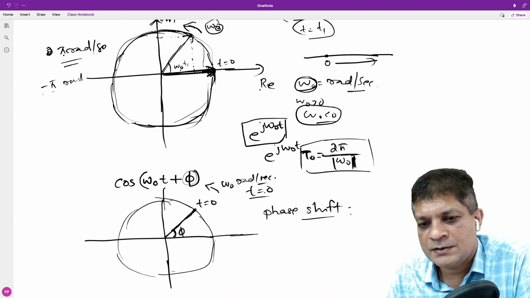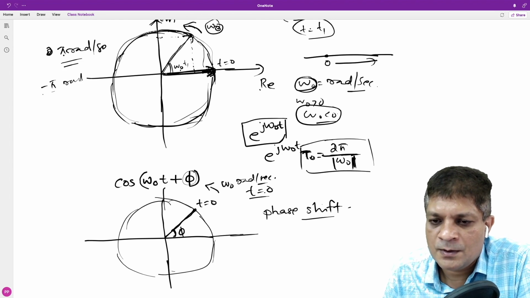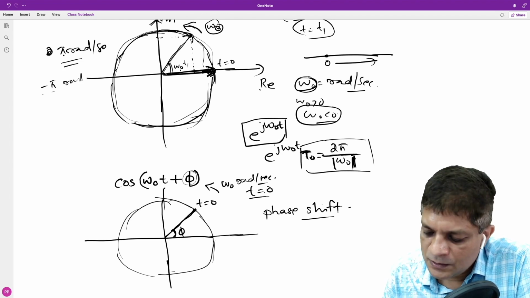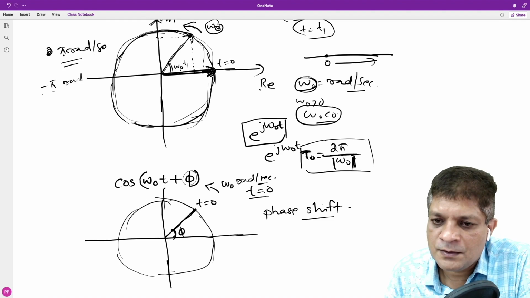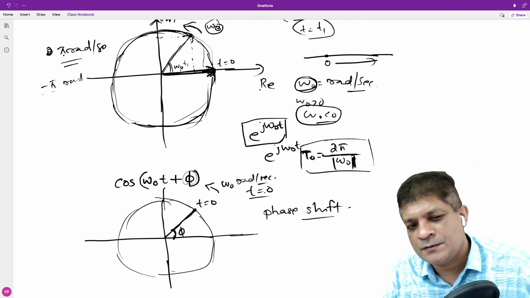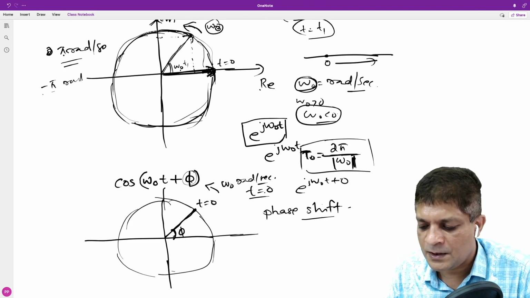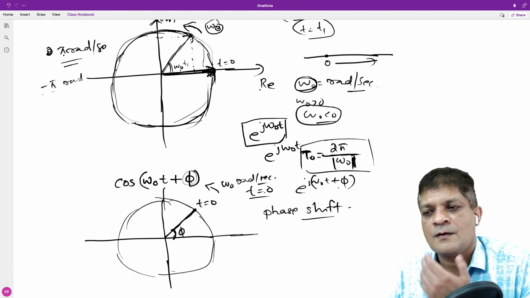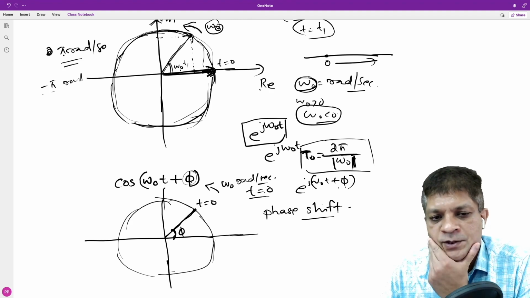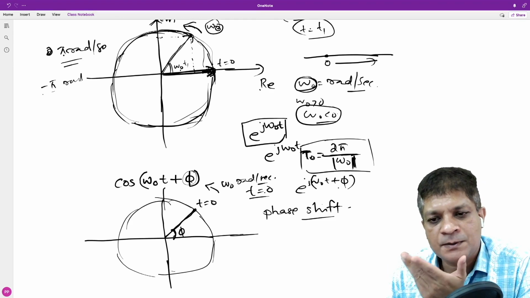Why is it called phase shift? Because this is called the instantaneous phase of that rotating phasor. So there is a phase shift, this phi. Now what about the periodicity of the signal e to the power j omega naught t plus phi? Is it a periodic signal? Yes, it is a periodic signal.